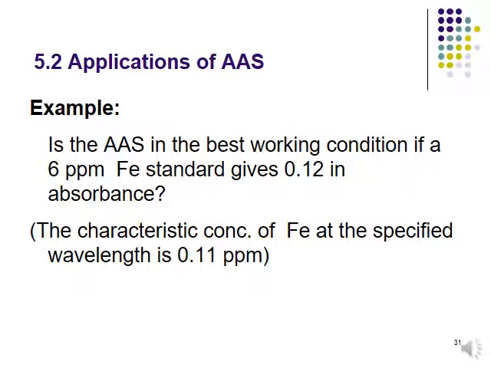Okay, so for example, AAS is in the best working condition if a 6 ppm iron standard gives 0.12 in absorbance. So you must take note of the characteristic concentration factors. In this case, if the characteristic concentration is about 0.11 ppm, we can consider AAS to be in the best working condition.